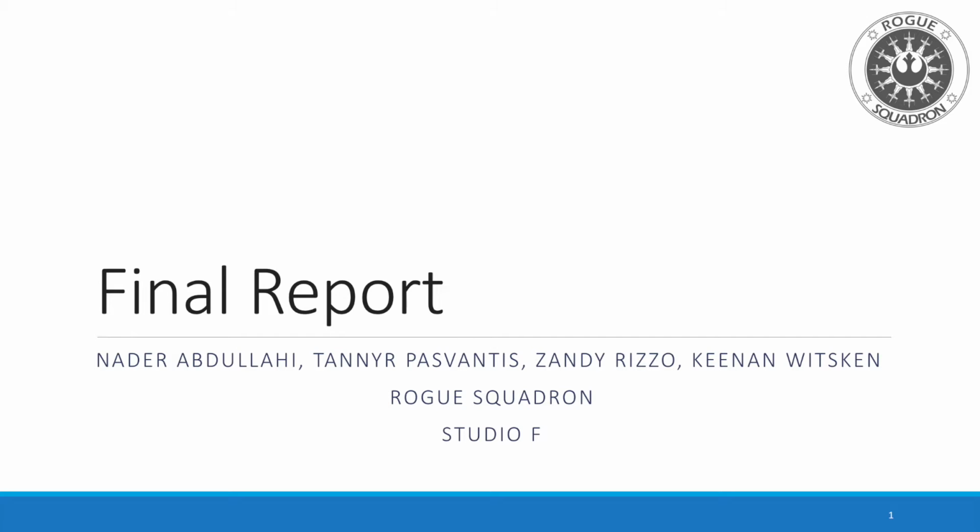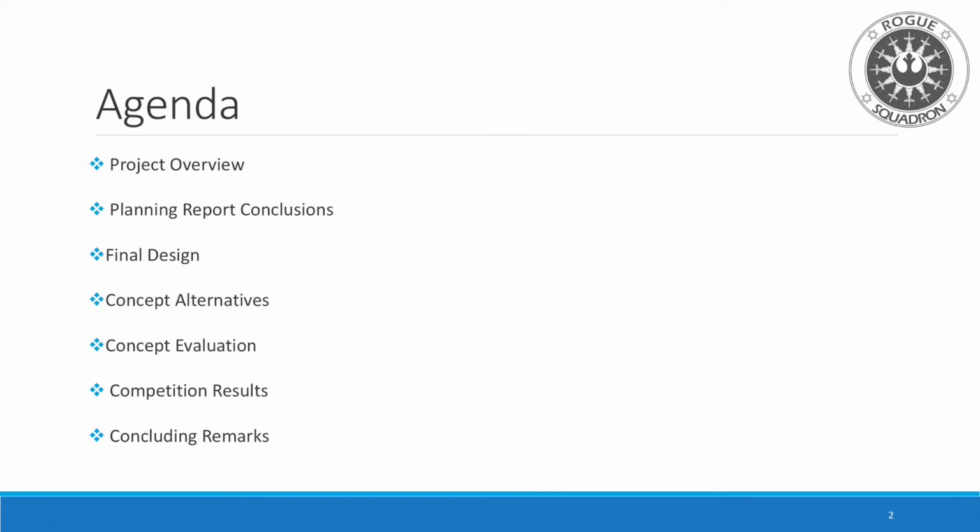This video presents the final report for Rogue Squadron, composed of group members Nader, Abdullahi, Tannyr, Pasvantis, Zandy, Rizzo, Keenan, Witsken. This video will begin with an overview of the design project, move to planning report conclusions, provide a detailed description of the final design and three concept alternatives, followed by outlining the concept evaluation process, present the competition results, and end with concluding remarks.